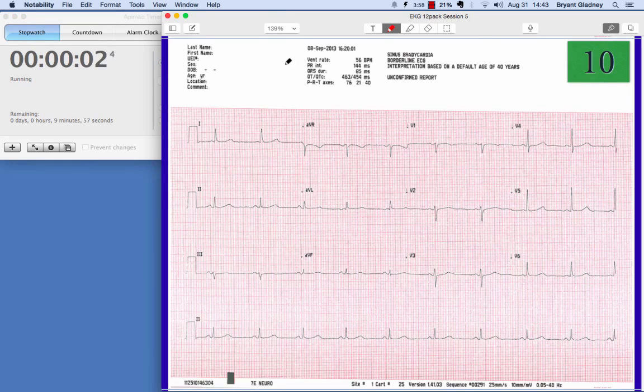Number 10. The rate's 56, slightly less than 60, so a slight sinus bradycardia. PRI is within the range. QRS is less than 120, and the QTC is just a hair more than 450. Are there any dropped beats? No, no drop beats, no extra beats. Nothing to worry about in the axis and bundle branch world. Easy EKG.